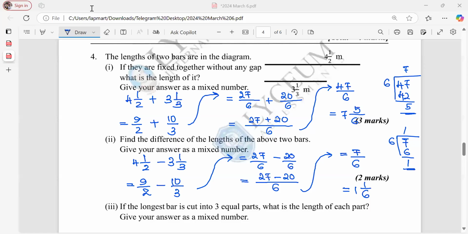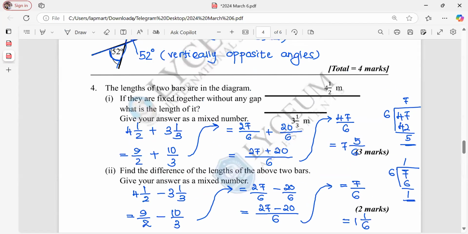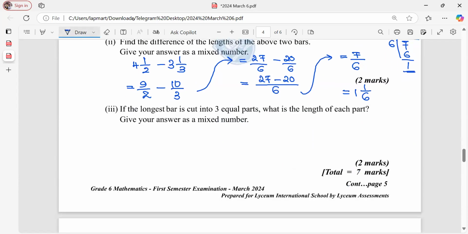Right. So then the next one: if the longest bar is cut into 3 equal parts. Now, what is the longest bar here? When you take 4 1/2 and 3 1/3, the longest one is 4 1/2. Right. So then we divide the longest one, 4 1/2, equally into three parts. Cut it into 3 equal parts. What is the length of each part? So how do you do this?